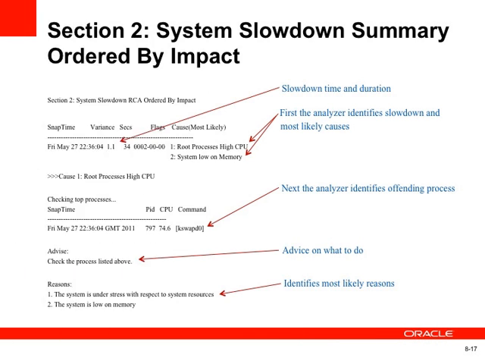Here we can see the output of section 2. Notice the columns snap time, variance, seconds, and flags, along with the cause column, indicating the top 2 most likely causes of the system slowdown. In this example, we can see a slowdown occurring on Friday, May 27th at 10 hours, 36 minutes, and 4 seconds. We can see the variance score of this slowdown being equal to 1.1, indicating that the predicted versus actual slowdown was affected by 10%.